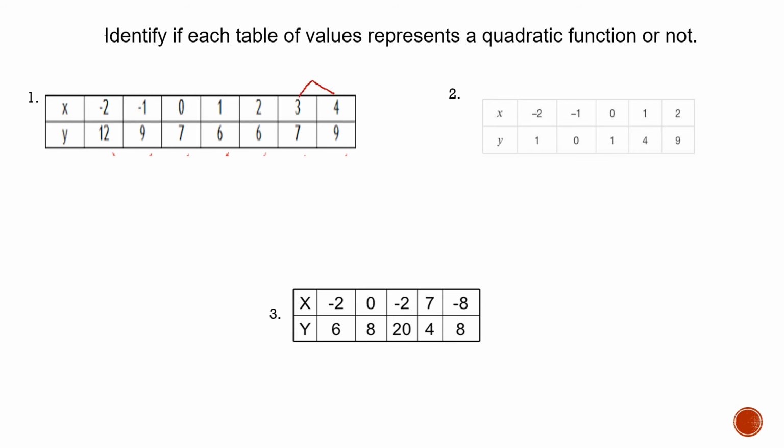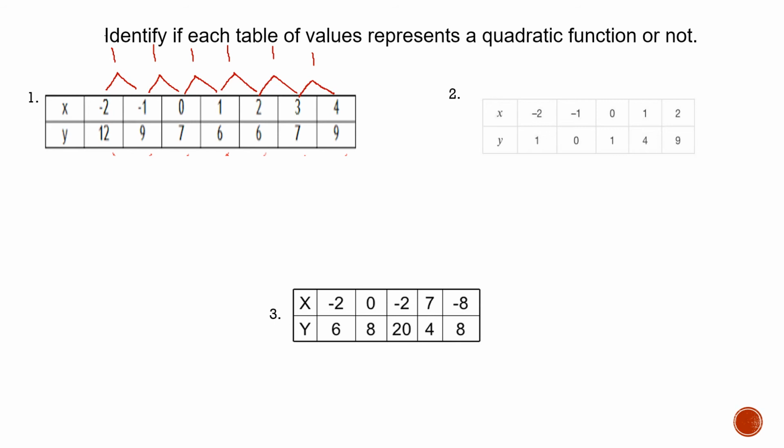Okay, let's have the first table of values. 4 minus 3, 1. 3 minus 2, 1. 2 minus 1, 1. 1 minus 0, 1. 0 minus negative 1, 1. Negative 1 minus negative 2 is also positive 1. As you can see, it produces equal differences in x.